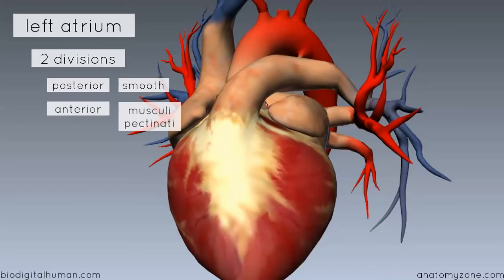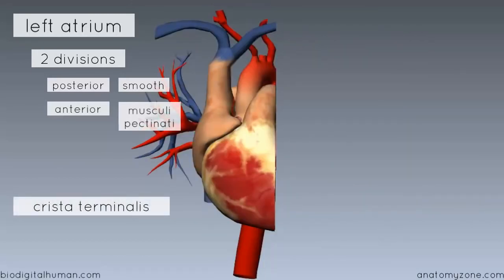So you've got the smooth posterior surface of the left atrium and the rough, muscle-ridged anterior half, which is continuous with the left auricle. But unlike the right atrium, where you have this smooth muscular ridge delineating the two halves, which is called the crista terminalis, you don't have this in the left atrium.